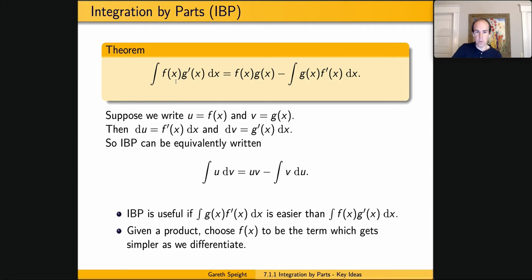So how should we make it? Well, we want the integral on the right to be simpler. So to get this integral on the right, we're looking at f prime instead of f. So try to pick f as something that gets simpler when you differentiate. That's my rule of thumb. And if it doesn't work, then you can always go back and make the opposite choice. But when you're starting, just try to pick f as a thing that gets simpler as we differentiate.